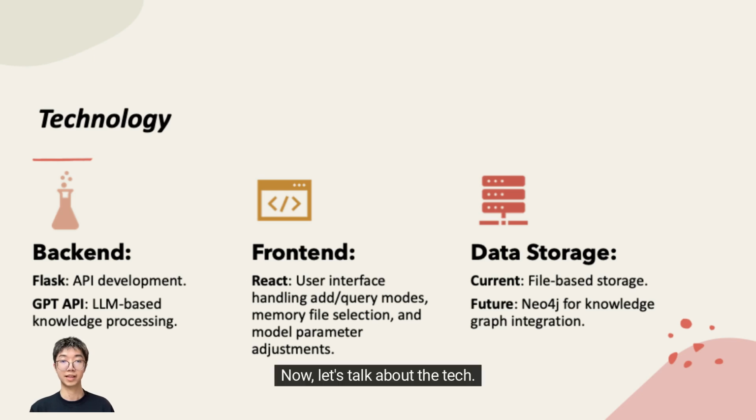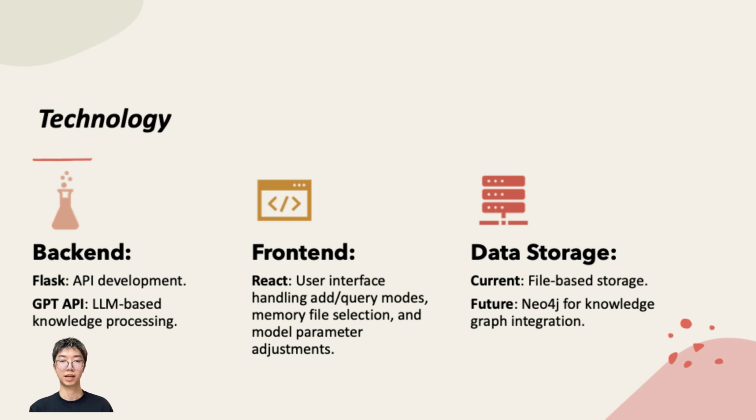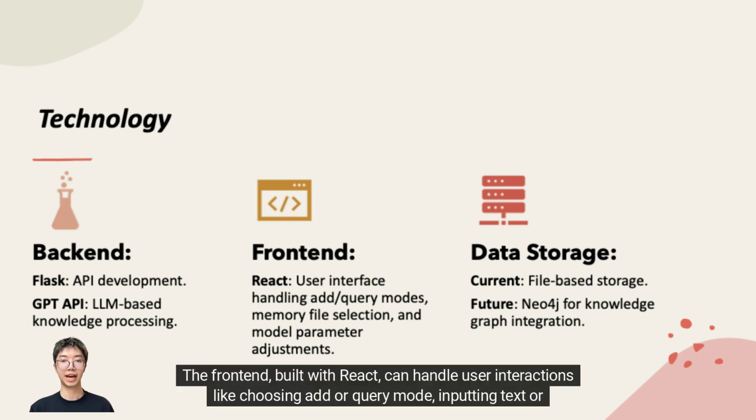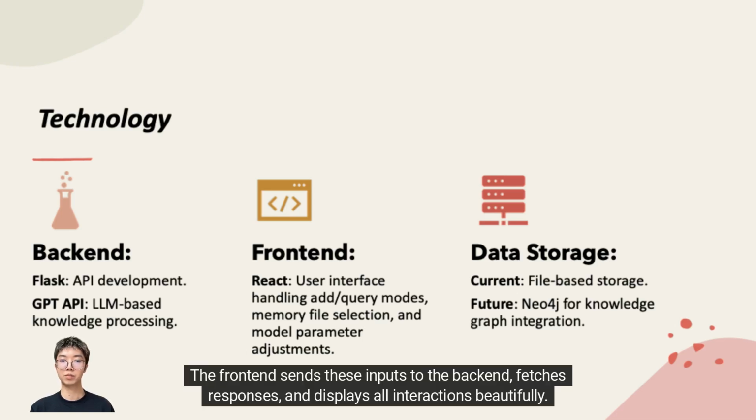Now let's talk about the tech. As described before, our backend is powered by Flask and integrates with OpenAI's API for LLM-based processing. The front end, built with React, can handle user interactions like choosing add or query mode, inputting text or files, selecting memory files, and adjusting model parameters. The front end sends these inputs to the backend, fetches responses, and displays all interactions beautifully.